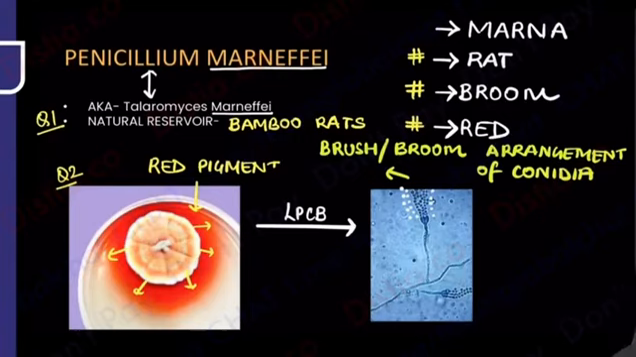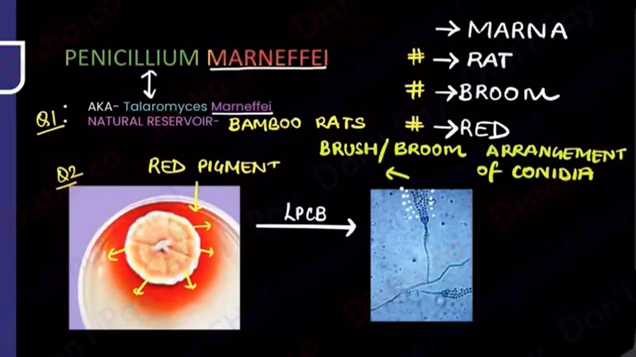Repeating once again, now all your mnemonics will come into place. Whether you call it Penicillium or you call it Talaromyces, I don't care much because my mnemonic is going to come from marneffei. Marna. So marna is marneffei. So how are you going to hit this? But whom are you hitting? I'm trying to hit the rats. What is the natural reservoir? It's the rat. How are you trying to hit? Till the time it becomes red. So red is the pigment. And with what are you hitting? I'm hitting with a broom or a brush. So that is the appearance that I get.